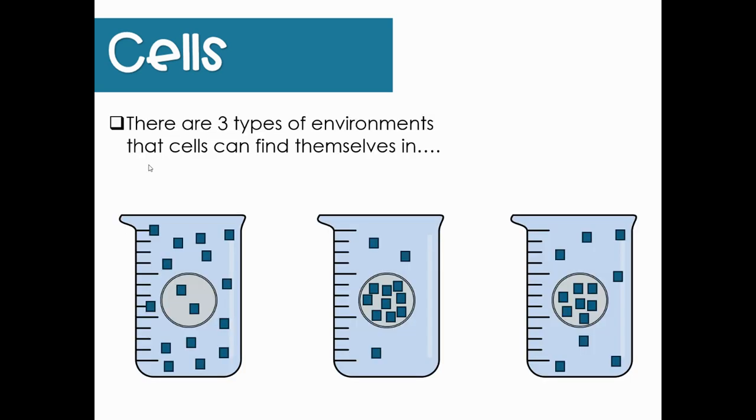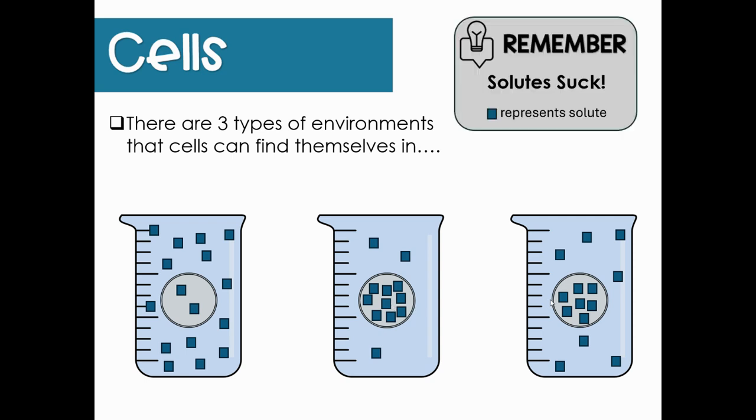Now, there are three types of environments that cells can find themselves in. So let's look at these examples here. Here we have a beaker, and there are particles within the solution inside the beaker, and the gray circle in each of these pictures represents a cell. I want you to remember: solutes suck. If you can remember that, in our picture, solutes are represented with the blue square.